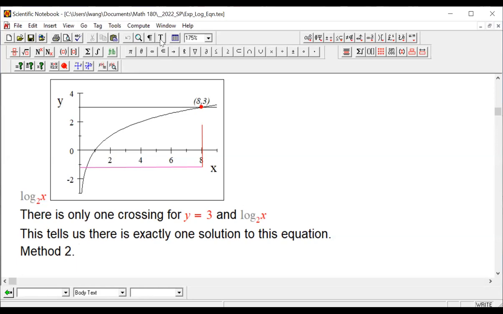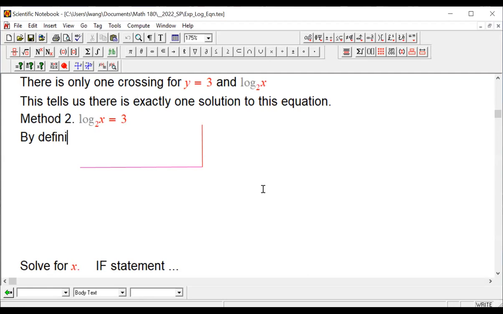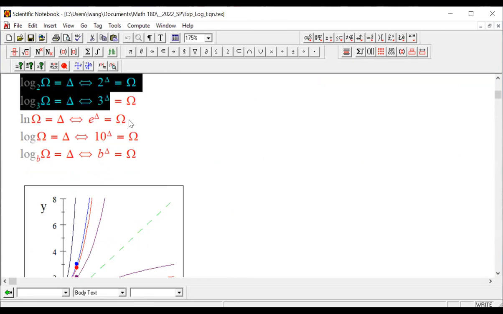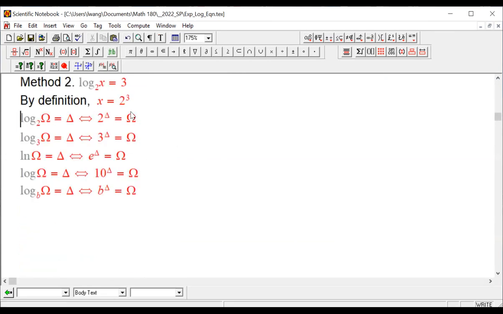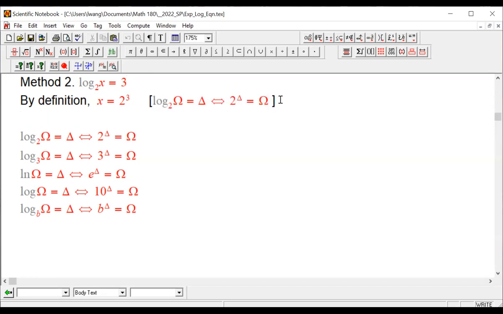So we know that log base 2 of x equals 3, right? So by definition, oh, sorry, let me clean this up. By definition, x would just be equal to what? 2 to the power 3. So the definition we quoted, we said that at the beginning. These are the definitions, and the definition we have cited is this one. That's the definition. And that's it.